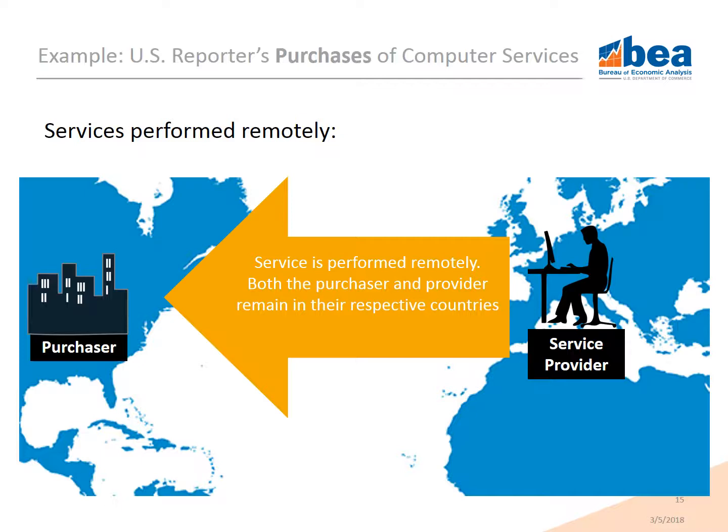In the case of a U.S. reporter's purchases of services provided remotely by foreign persons, which are reportable on Schedule E, let us return to the example of the U.S. company who purchases computer services from a Spanish IT company. In this scenario, 100% of the services provided by the foreign seller are provided remotely.